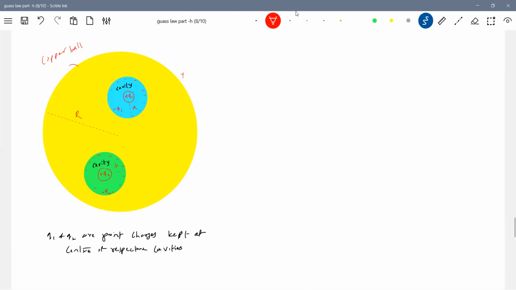Q1. The charge on the outer surface will be, as it is a copper ball of radius r. So what is the charge distribution? Q1 plus Q2. So let's label the surfaces 1, 2, 3. What about sigma? Sigma 1, sigma 2 equal to sigma 3, which is equal to Q1 plus Q2 by 4 pi r square.